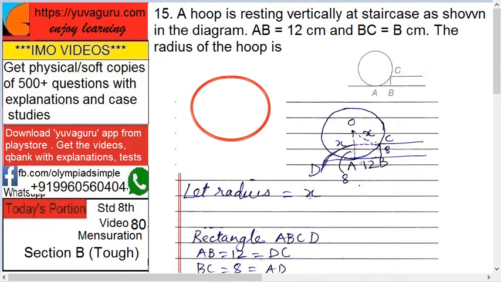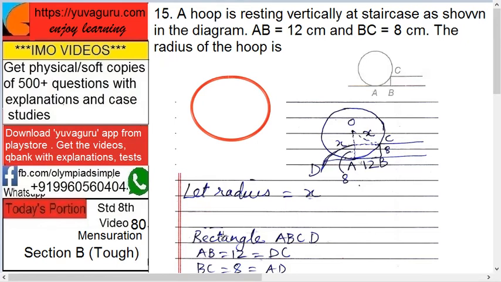Okay. Now what is given and what is asked? AB equals 12, which means this length equals 12, and BC equals 8 centimeters. Then we have to find the radius of the hoop. These two lengths are given, AB and BC. What we'll do is we'll draw this figure. Take OC and OA as the radius. This is the radius, so let the radius be x.